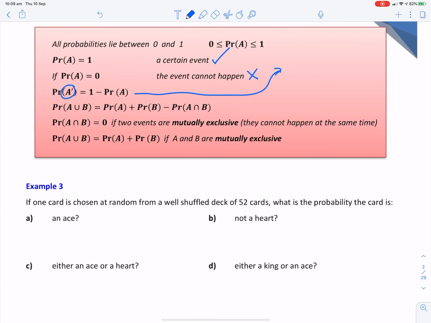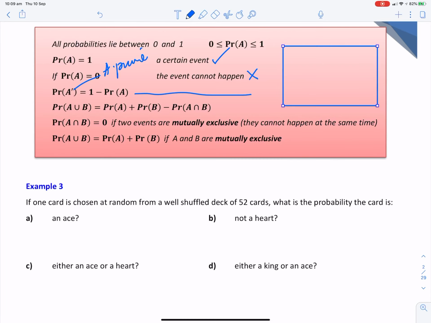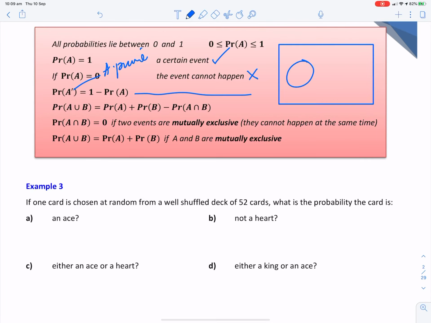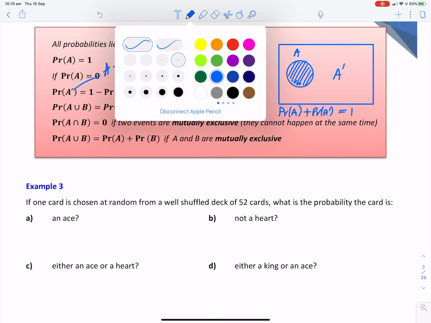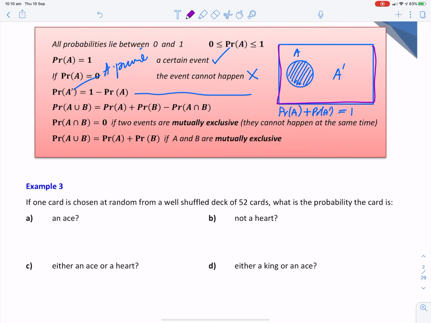Next, we have the probability of A naught, or you can also call it A prime. It means, if I have a Venn diagram and I said to you the probability of A occurring in here is this, outside is A prime or A naught or A complement, they're all the same thing. Together, if I add the probability of A plus the probability of A complement, it has to add up to 1, the whole sample space. So we can say the probability of A is 1 minus the probability of A naught.